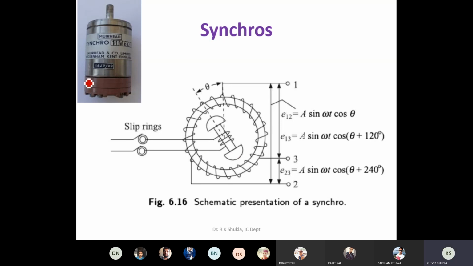In a motor, you are giving supply to the stator and the rotor is moving. Clear? Based on the alternating supply you give on the stator side, the rotor keeps moving. In this case, you are giving supply to the rotor, and you are expecting some output to be generated from the stator side. So it is quite opposite of a motor.